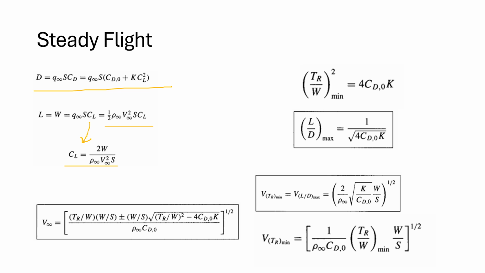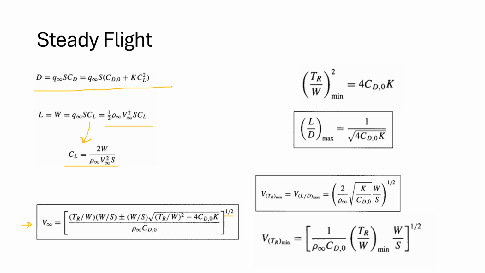All right, and then we have determined that V infinity, or the speed, is equal to thrust to weight ratio times wing loading plus minus wing loading under root thrust to weight ratio squared minus 4 CD naught K, divided by rho infinity CD naught, whole raised to power 1/2. So if I give you a case, you should be able to tell me what are the two speeds at which it can fly. All right.